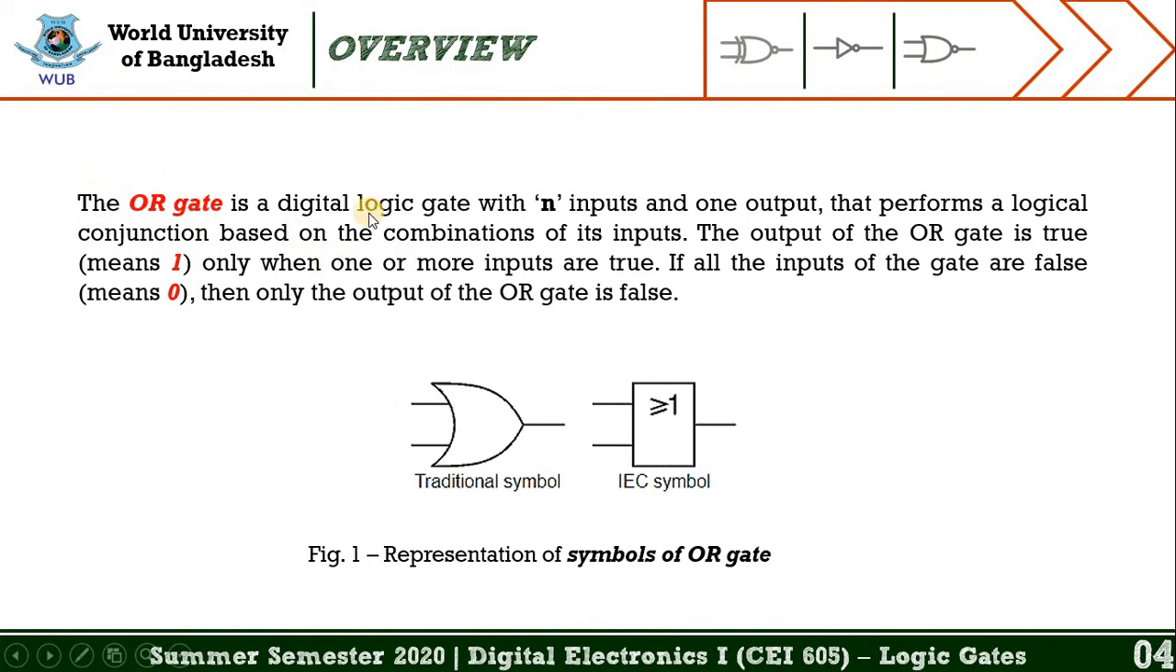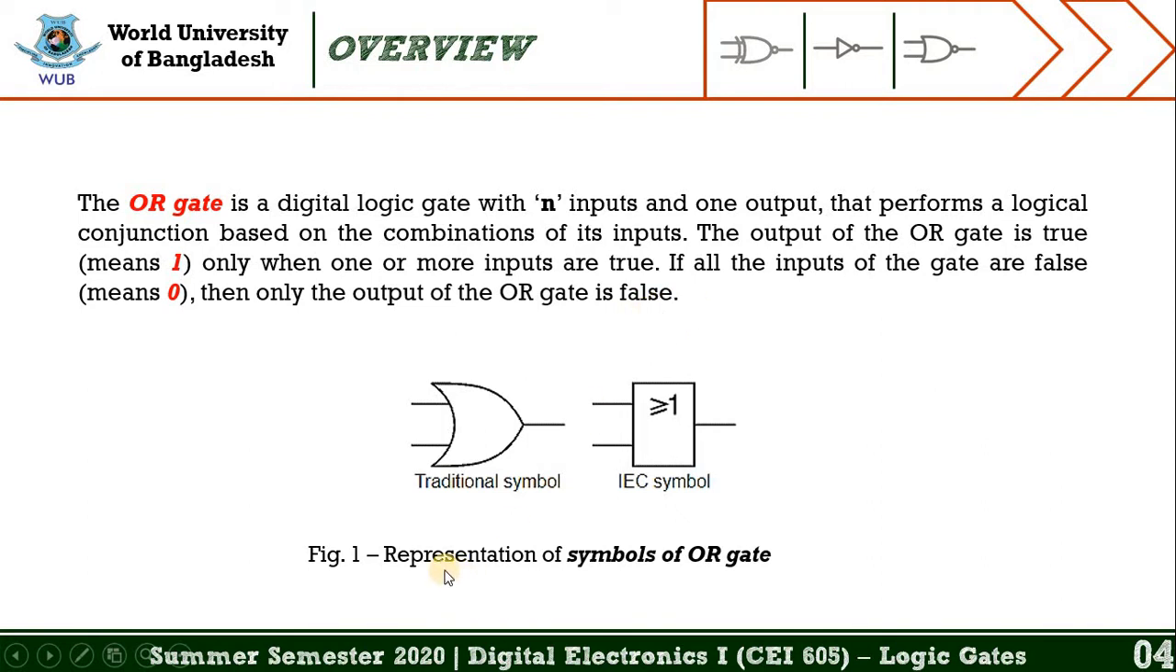The OR gate is a digital logic gate with n inputs and one output that performs a logical operation based on the combination of its inputs. The output of the OR gate is true, which means 1 or high, when one or more inputs are true. If all the inputs of the gate are false, which means 0 or low, then only the output of the OR gate is false.